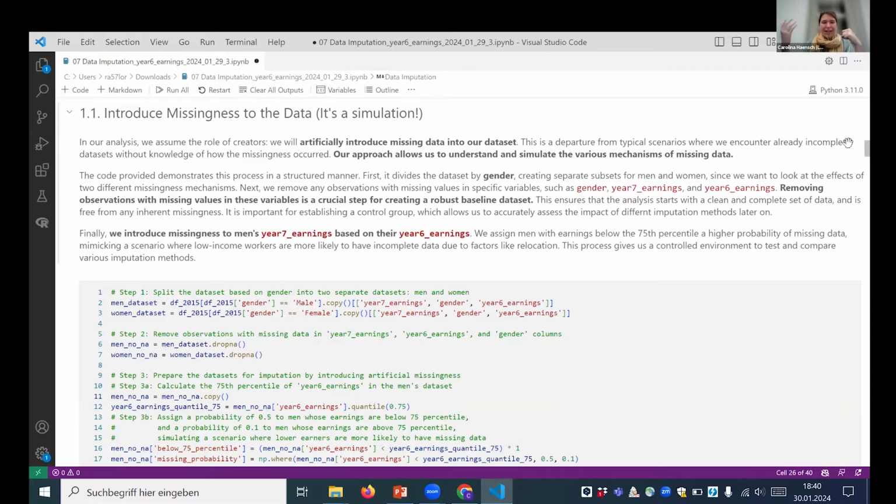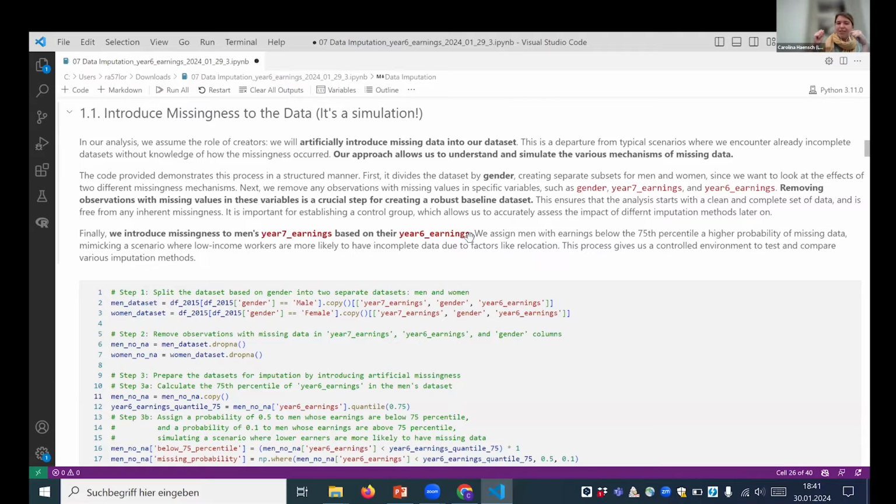And there we, as creators of this notebook, delete some of the year 7 earnings that are in there. And we do this based on their year 6 earnings. So if they are below some percentile, they have a higher probability of missing data. So low income workers are more likely to have incomplete data here. One could think of a reason like, for example, they relocate more often. So in our case, if they have low earnings in year 6, they might move somewhere else or don't provide their income in year 7 for other reasons.